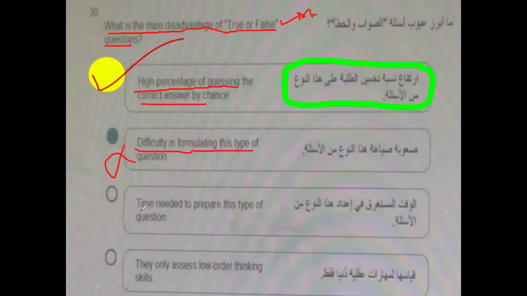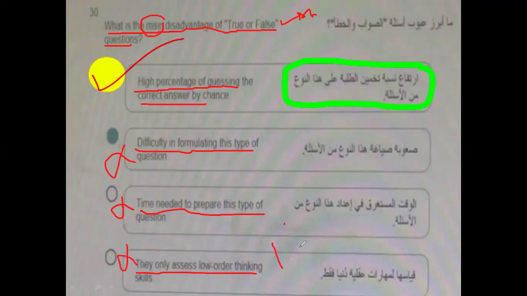That's not a difficulty. Is the time needed to prepare this type of question? Of course not. What is the main disadvantage? This is talking about the main disadvantage, so it should be related to the assessment of the child. They only assess low order thinkers? No, it is not true.